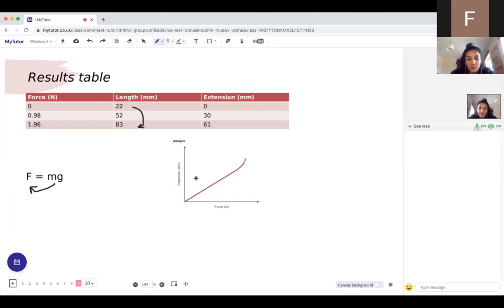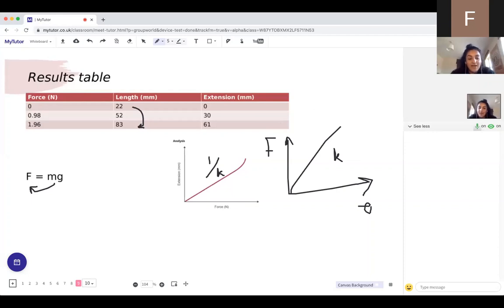It doesn't really matter what way around you do it, but note that the gradient will be different. So we always say to do force on the y-axis and extension on the x, because then the gradient will be k. But if you do extension on the y and force on the x, the gradient will be 1 over k. So it's just kind of another step and extra work that you don't need to do. So always plot extension on the x and force on the y.